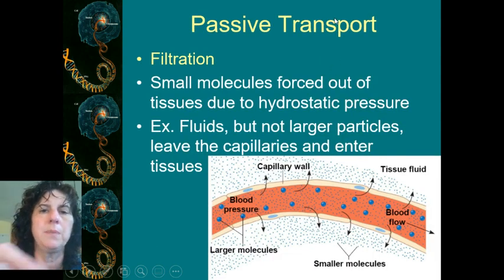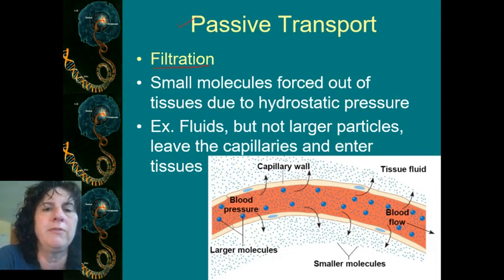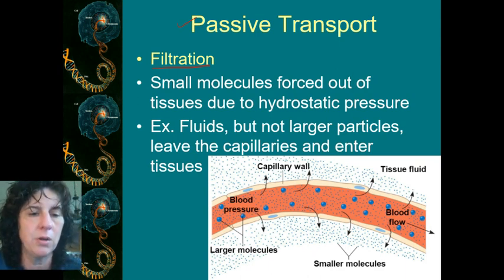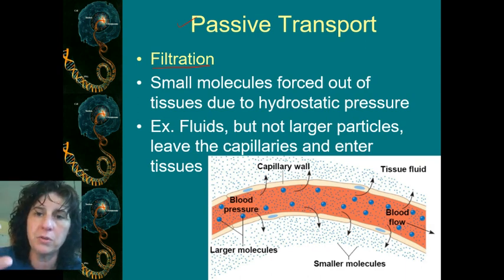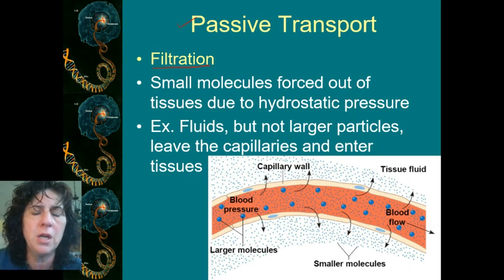All right, there's another type of passive transport. This is called filtration. And filtration is kind of like your coffee filter. You filter the coffee through. You've got grounds, you've got water. The water washes through the grounds. The water is small enough to pass through that filter paper of the coffee filter, but the coffee grounds are not. They get stuck. So in filtration, that's exactly what you've got.